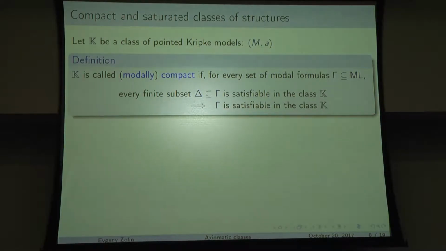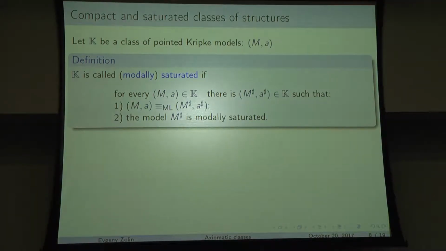Examples are classes of models or pointed models that are definable by a single modal formula, by a set of modal formulas, or even by a set of first-order formulas. All of them are modally compact. Another important notion is the class of modally saturated, which we introduced. A class is called modally saturated if every pointed model in it can be saturated. For every pointed model in it, we can find another pointed model in this class, which is modally equivalent to the original one, and the new model is modally saturated.